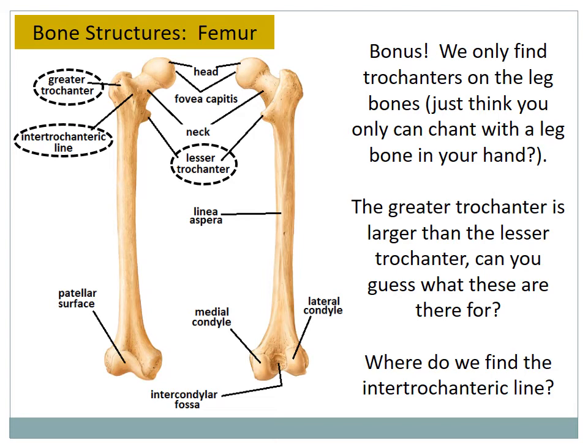And where is the intertrochanteric line at? That's in between the greater and the lesser trochanter. Very similar to what we saw on the humerus, right? So intertrochanteric means in between the trochanters, literally. So we're literally talking about the line that's in between the trochanters. If you remember back with the humerus, we had a greater and a lesser tubercle, and then we had an intertubercular groove, right? So same type of concept that we have in between the bones.